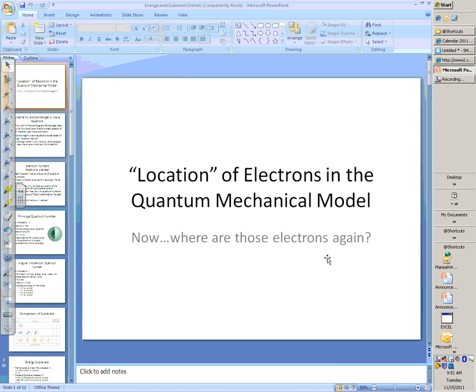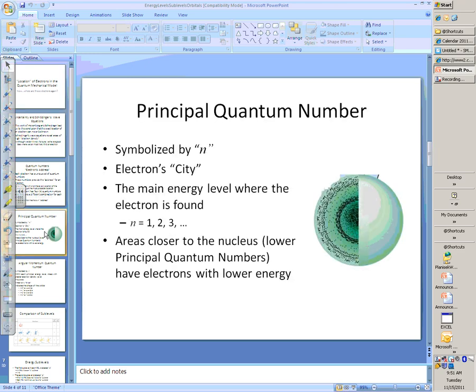Okay, yesterday we got into this a little bit. There are ways that we identify or distinguish those different areas where we're most likely to find electrons within an atom. The first way we do that is what we refer to as the principal quantum number. If we think of the most probable location of an electron as its address, the principal quantum number relates to the city where we'll find that electron.